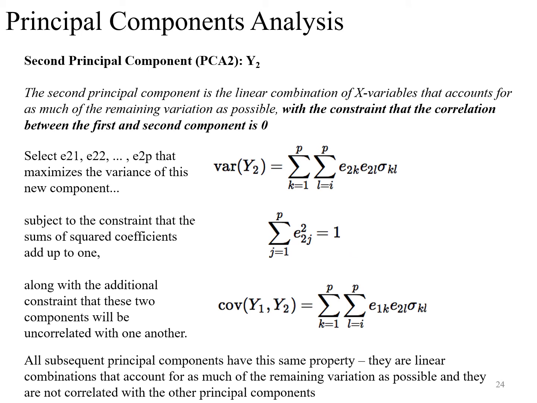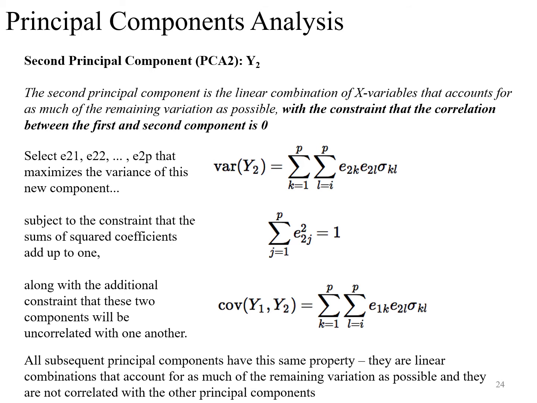The second principal component is the linear combination of x variables that accounts for as much of the remaining variance as possible, with the constraint that the correlation between the first and the second component is 0. Okay, so we're going to maximize the variance of this new component, subject to the constraint that the sums of the squared coefficients add up to 1, and the additional constraint that these two components will be uncorrelated with each other. Okay, and then all subsequent principal components have the same property. They're linear combinations, they account for as much of the remaining variance as possible, and they are not correlated with the other principal components.